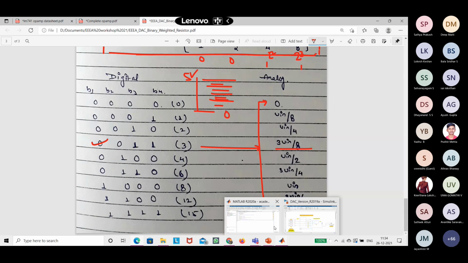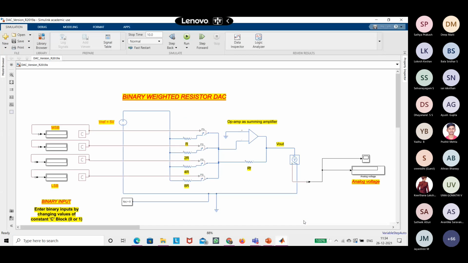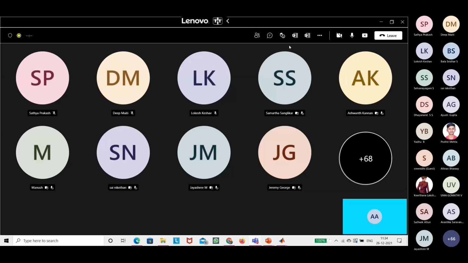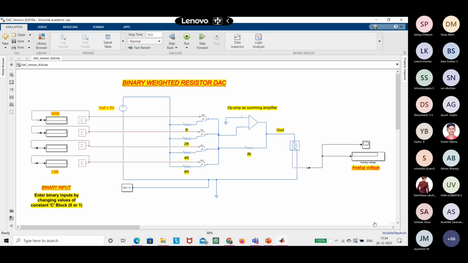Now we'll move on to Simulink to make that. I'll show you this. If you could see, this is the model, and we are going to make it from scratch. Any doubts up to this point? Okay, no doubts.